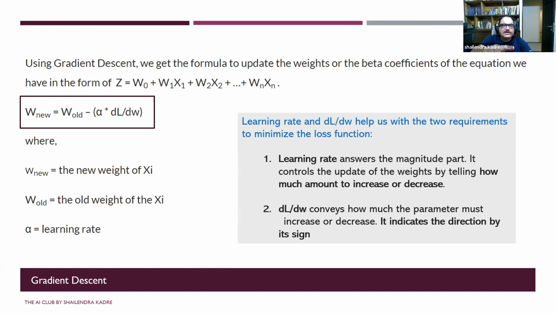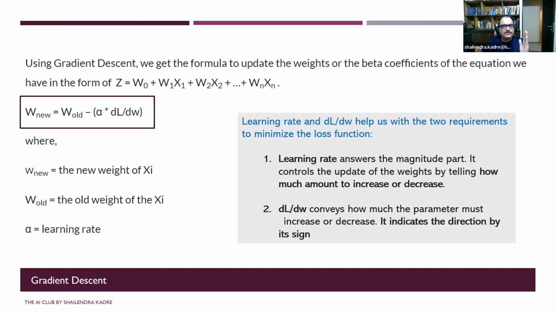So each weight we take one at a time, W0, W1, W2, W3 up to Wn. We calculate the partial derivative of the loss function with respect to W0, then multiply it with a learning rate alpha, and then update the weights. So your W new is equal to W old minus alpha times the partial derivative of the loss function.